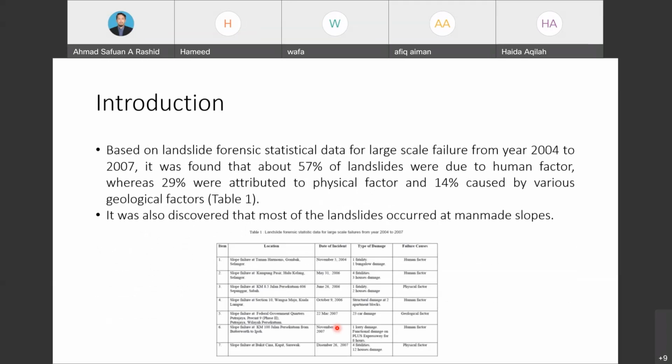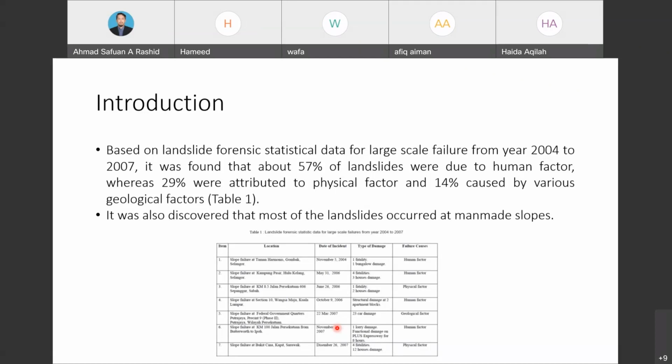So based on landslide forensic statistical data, for large scale failure from year 2004 to 2007, it was found that about 57% of landslides were due to human factor, whereas 29% were attributed to physical factor and 14% caused by various geological factors, which is listed in table 1. It was discovered that most of the landslides occur at man-made slopes.